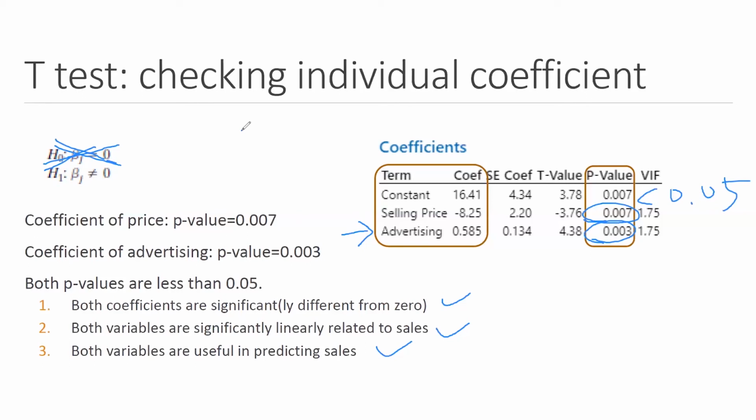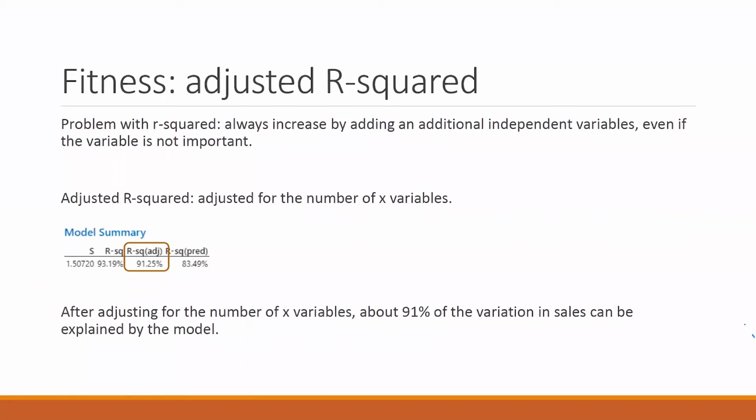Now remember, we talked about this concept of significant. When we say a coefficient is significant, we just mean that this coefficient is significantly different from 0. Okay, so that's the t-test.